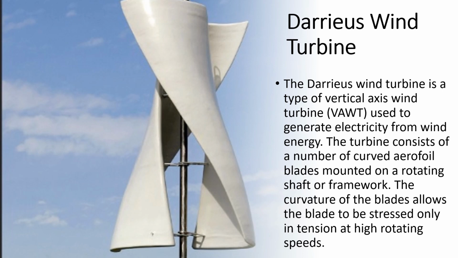The Darrieus wind turbine is a type of vertical axis wind turbine used to generate electricity from wind energy. The turbine consists of a number of curved aerofoil blades mounted on a rotating shaft or framework. The curvature of the blades allows the blade to be stressed only in tension at high rotating speeds.